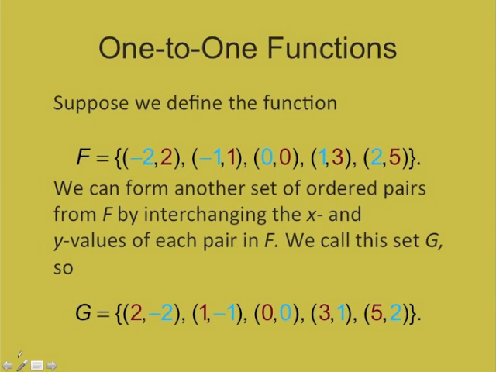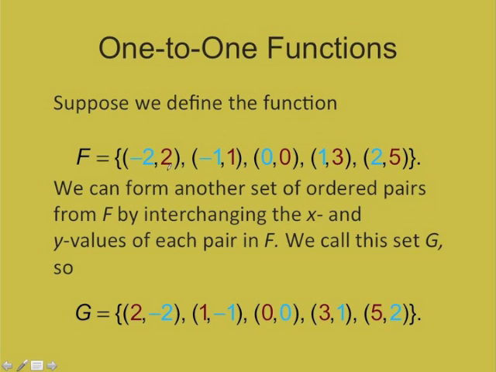Now we're going to look at one-to-one functions. Suppose we had this function f that consisted of the ordered pairs (-2, 2), (-2, 1), (0, 0), (1, 3), and (2, 5). We could make another set of ordered pairs from this one by just interchanging the x and y values. We're going to call this set G.